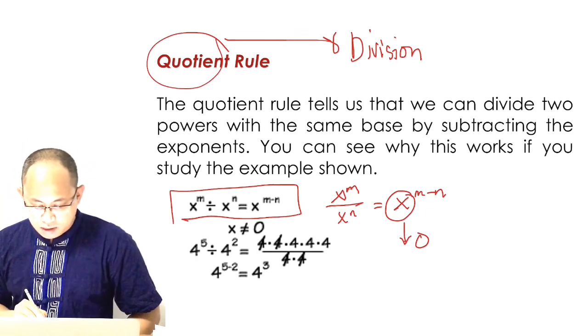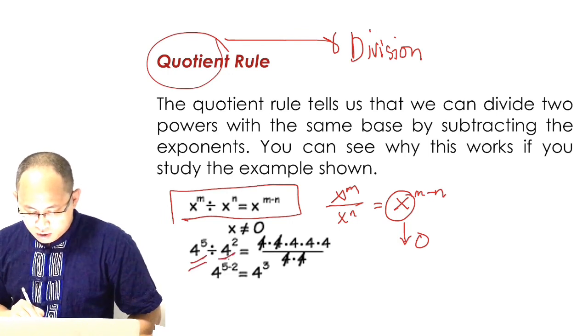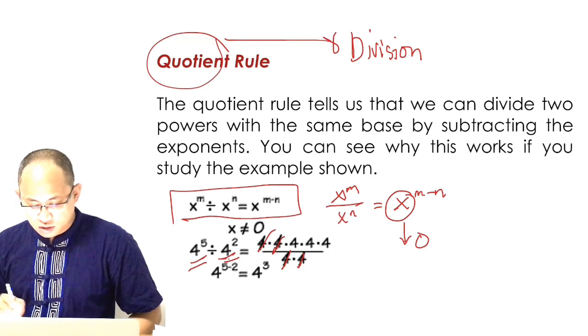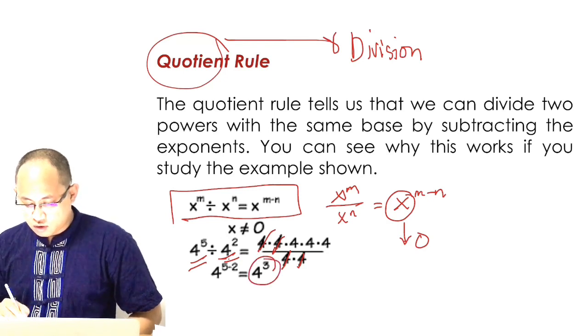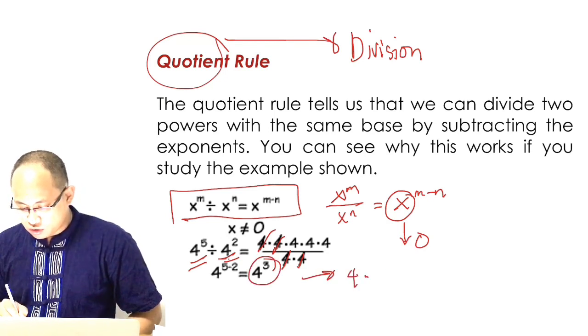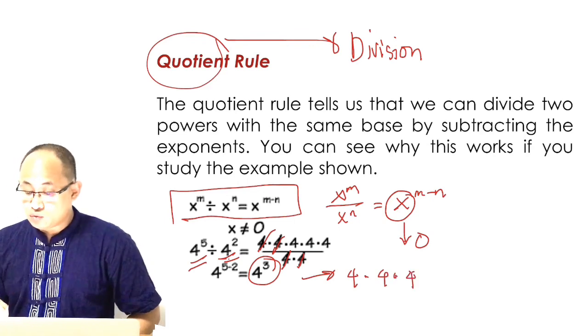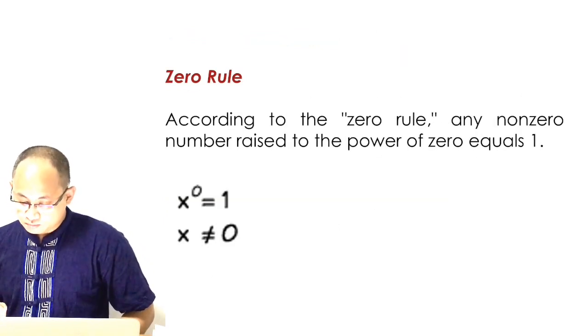So if you have 4 to the power of 5 divided by 4 to the power of 2, you just cancel common terms because it is minus. So that's why you now have 4 to the power of 3, or 4 times 4 times 4. This is what we call the quotient rule.